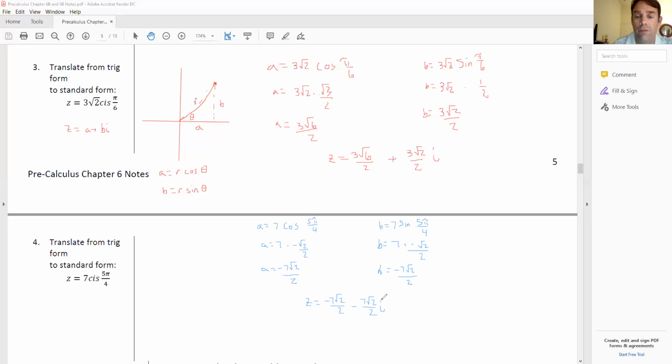All right, so we've gone through real briefly and looked at how we take a complex number and put it into trig form, or how we take a complex number in its trig form and move it back to its standard form.